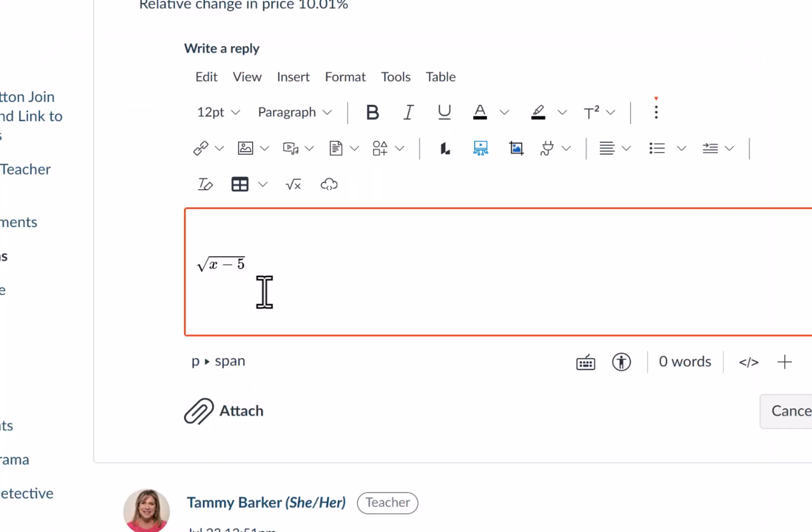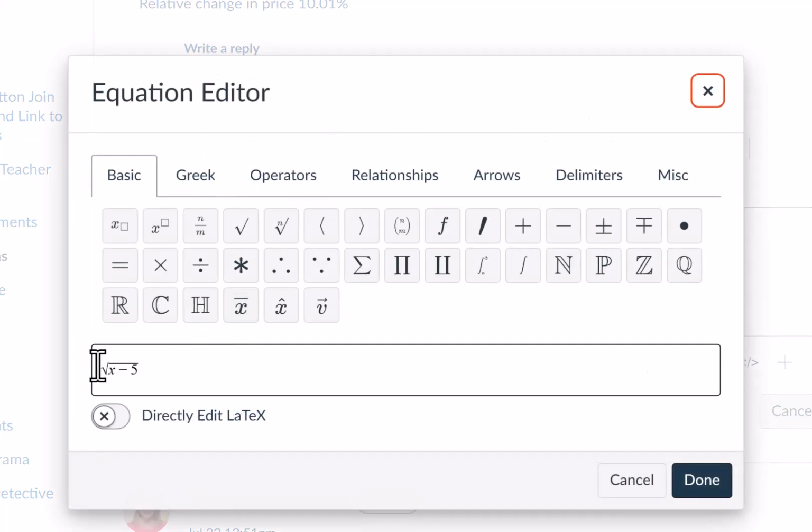Once you've created any kind of math, you can edit it. Click back over on the symbols, hit Edit Equation, it will bring it back up. Maybe we want to put a coefficient, so I'll use my arrows over to get in front of the radical. Let's put in a 4. I can go to the back of the radical and maybe say minus 7.